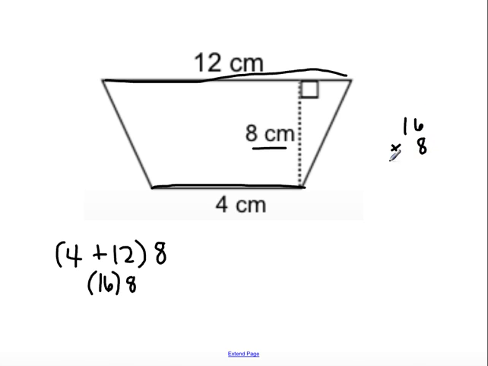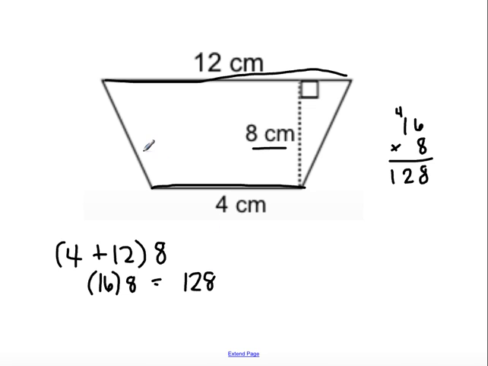Do that in the corner over here. 8 times 6 is 48. Put the 8 down, the 4 there. 8 times 1 is 8. Add the 4, which would be 12. So our answer is 128.